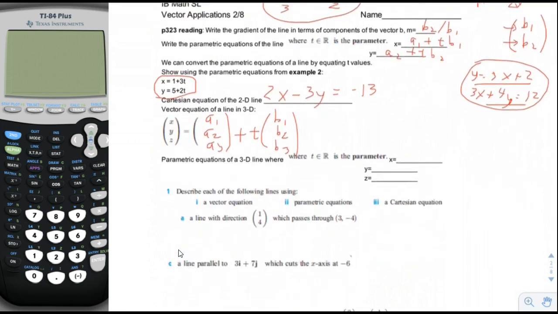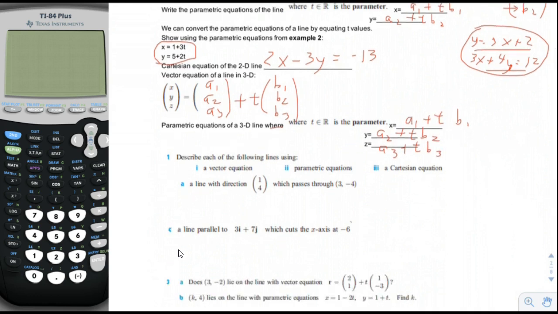Parametric equations of a 3D line where t is a real number, then we're going to put x equals a1 plus t b1. Okay, and so the only thing different now is that instead of a1, it's going to be a2, b2, and a3 and b3: z equals a3 plus t b3. Okay.